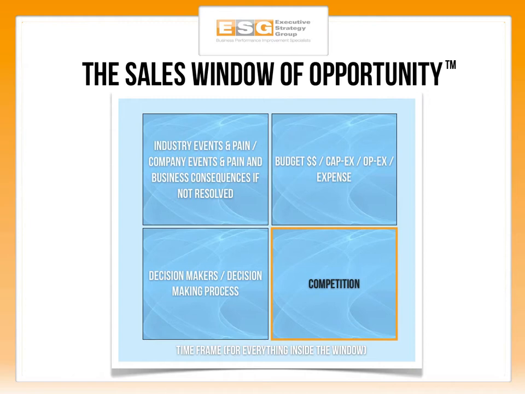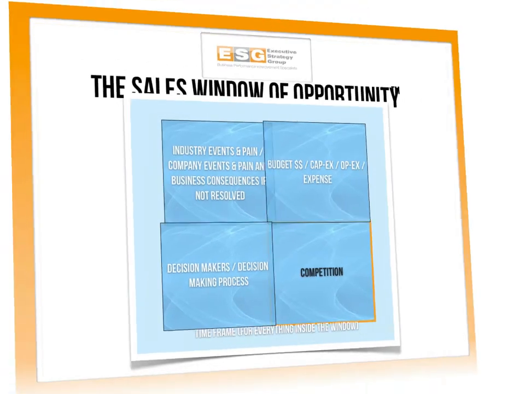Next is decision makers, decision-making process. Who are the stakeholders? Who makes the decision? And who is impacted by the decision? And then what are the steps, every single step along the way that decision needs to go through to be completed. Now, the final quadrant here before we get to time frame is competition.